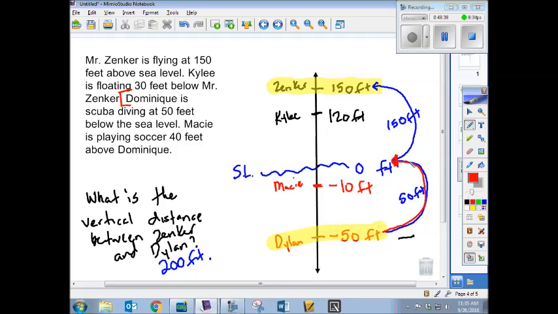So do you see how Dylan is 50 feet? That's the absolute value, right, guys? And Mr. Zenker's absolute value is 150 feet, right? So we know we have to add those. Now we'll do another one real quick.